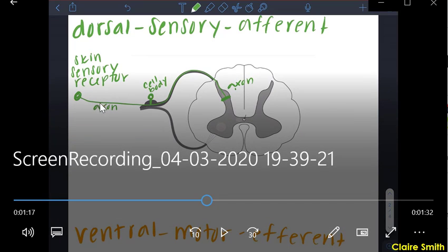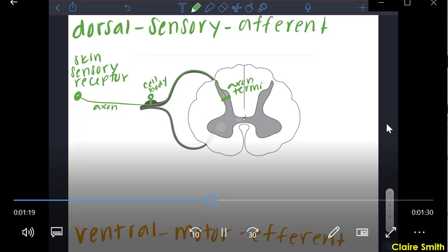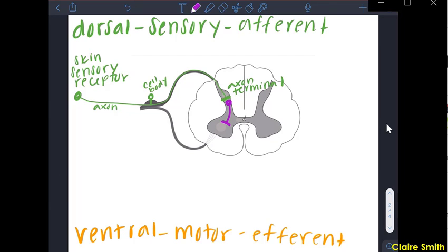Okay, so we have the axon coming in, again, that dorsal side. In this dorsal horn, remember the gray matter of the spinal cord, we're going to have the axon terminal of our sensory neuron. That will synapse onto a cell body of an interneuron. So we can see the cell body, the axon, and the axon terminal of the interneuron. And an interneuron is just within the CNS.